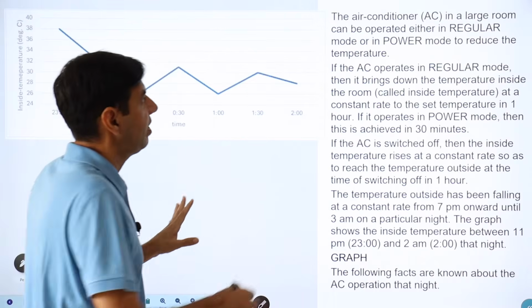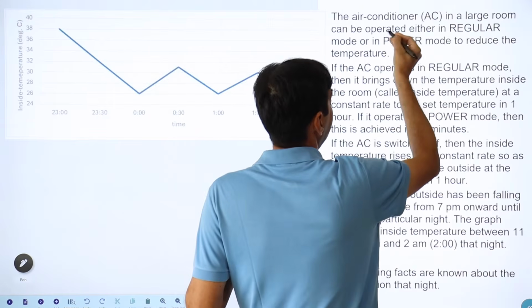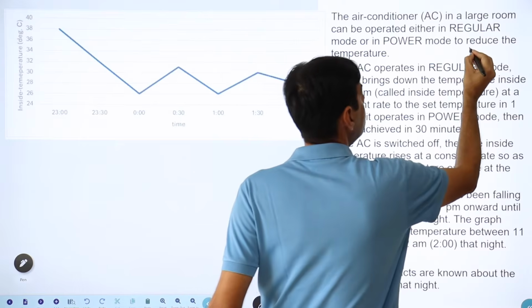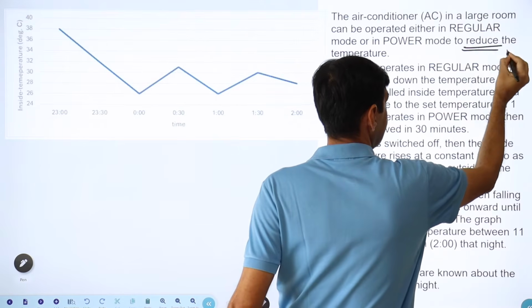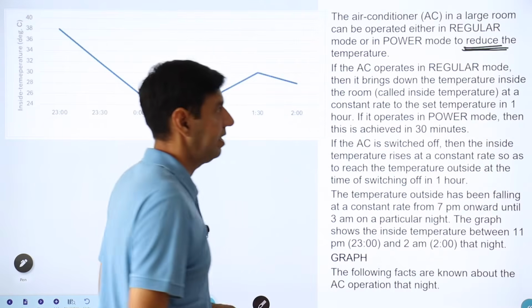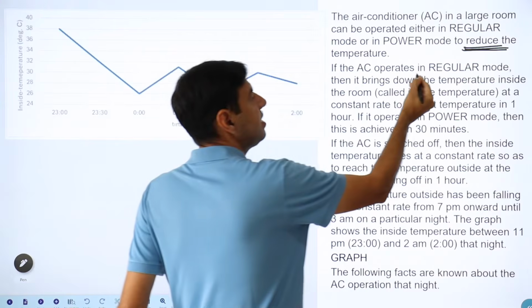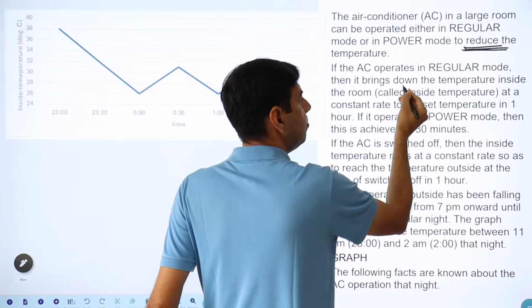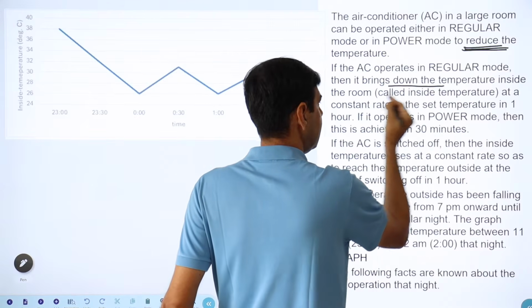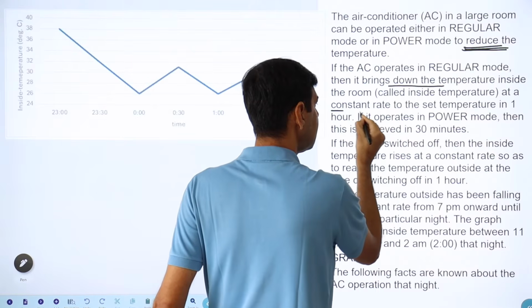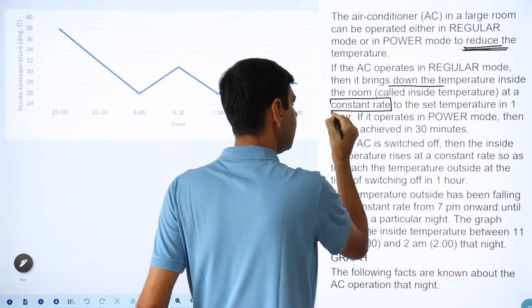So in this set we have an air conditioner which can be operated in either a regular or a power mode to reduce the temperature. I'll come to this point later as we read ahead, but it is of importance. If the AC operates in regular mode, then it brings down the inside temperature at a constant rate. Now this is important, students, right?